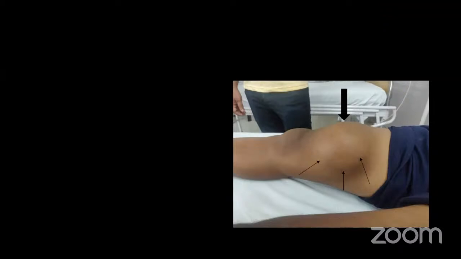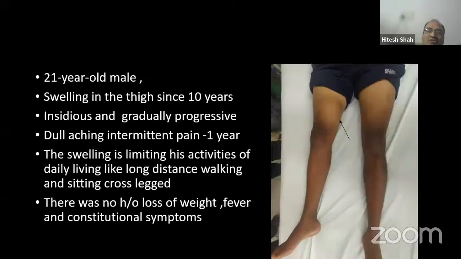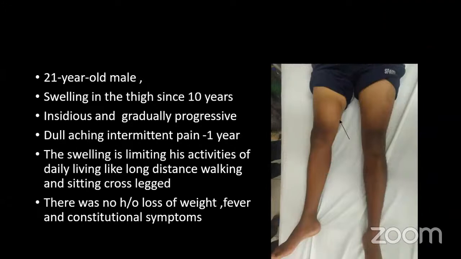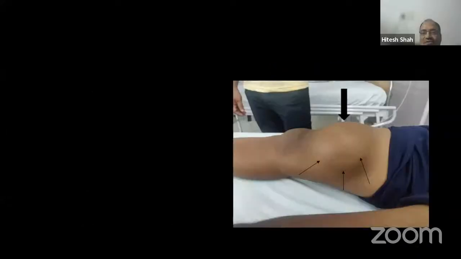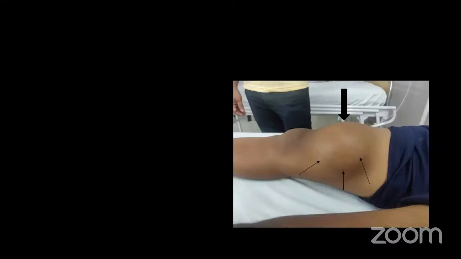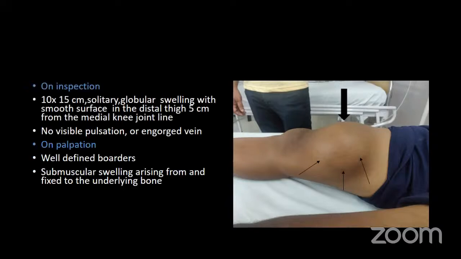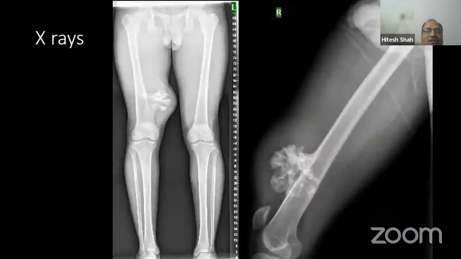Can anybody? Sir, massive swelling. Patient age group is 21 years, that means after skeletal maturity. Yes, but you see the history: it's a swelling since 10 years, and the swelling is exceeding, mid diaphyseal region till the mid thigh. So these are the points which are already included. This is the X-ray.